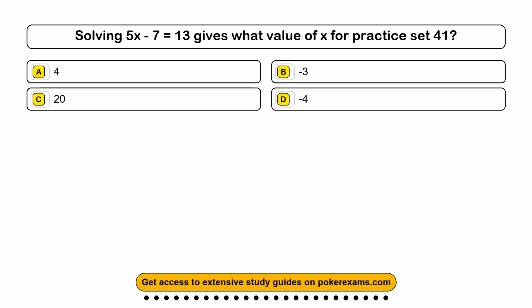Question 9. Solving 5x minus 7 equals 13 gives what value of x for practice set 41? Option A 4. Option B minus 3. Option C 20. Option D minus 4.